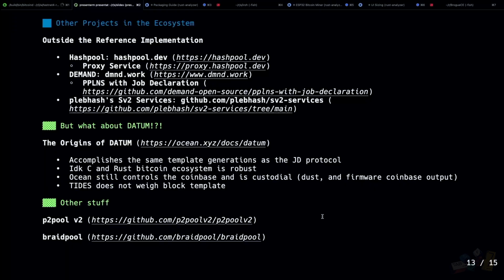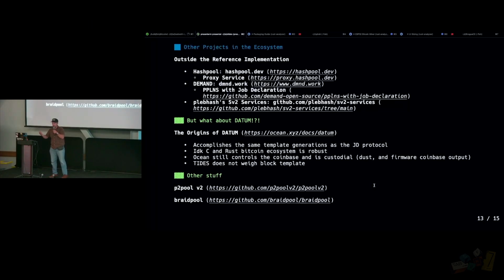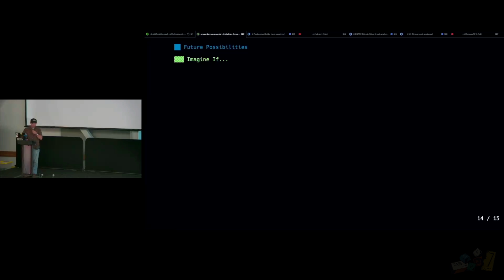And then some other stuff that I just found cool, not necessarily Stratum v2 related: somebody's rebooting P2Pool. So P2Pool v2 is coming, also written in Rust, right? So we'll be able to shove Stratum v2 into it when it's ready. And then lastly, Braidpool has expressed interest in using Stratum v2 as well. And again, it's interoperability that we get from the language in the ecosystem.